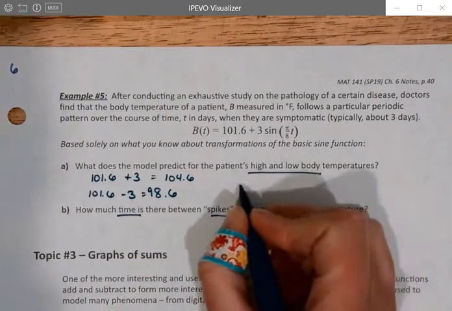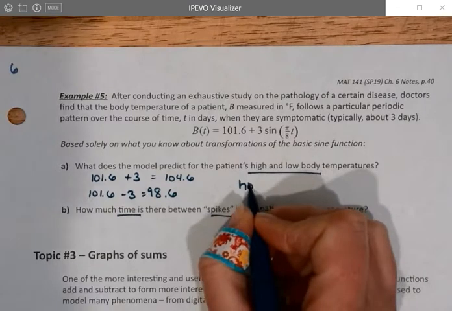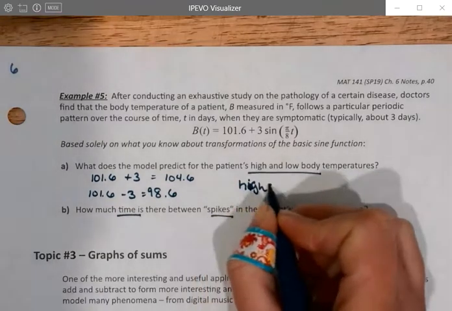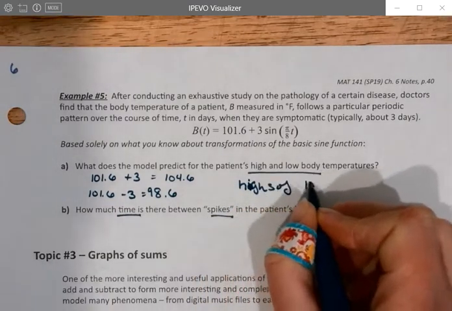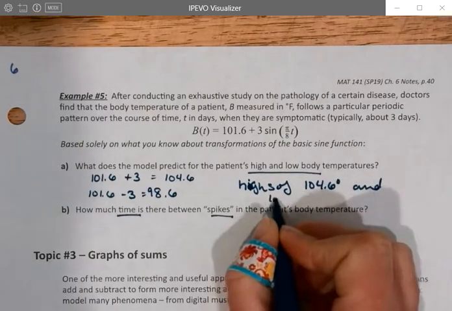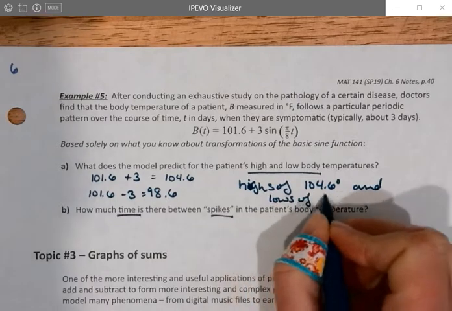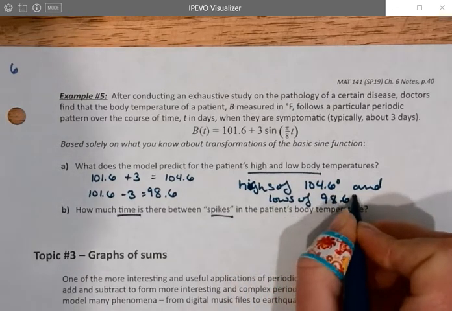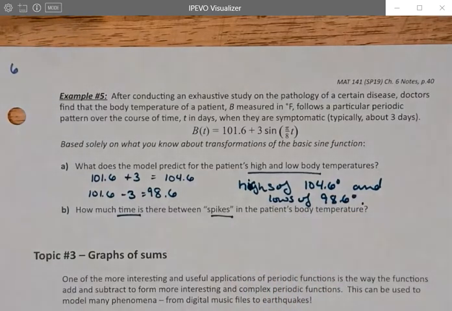Okay, so it's predicting highs of 104.6 degrees and lows of 98.6 degrees, which is of course a normal body temperature, so that makes sense.